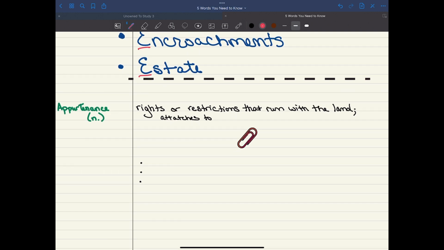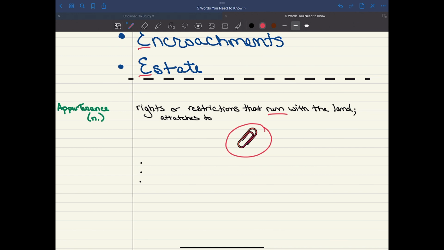Those are going to be the rights or restrictions that run with the land. Now, when I say run with the land, I mean it attaches to, or sometimes I consider it to be paper-clipped to something. Because when you paper-clip 2 pieces of paper together, when you pick up one piece of paper, the other comes with it. The other runs with it.